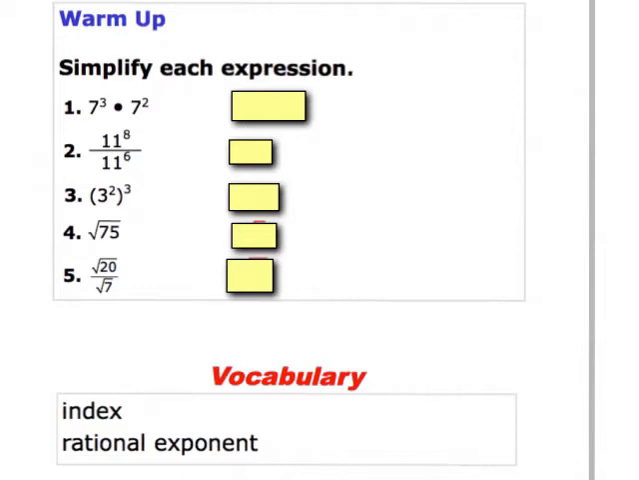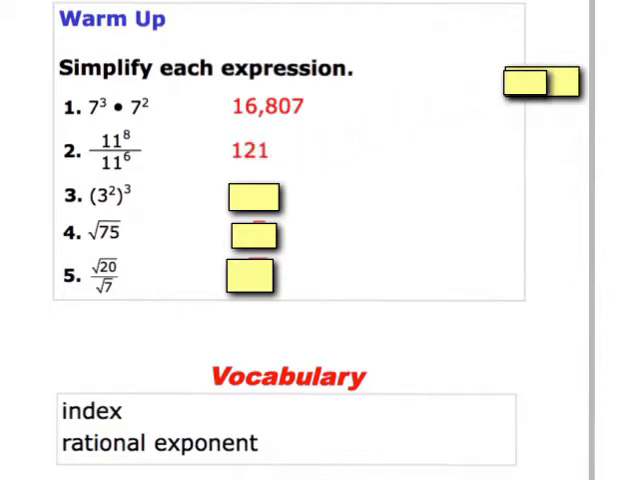Okay, now let's take a look at what you've done. On the first one, notice you're multiplying like bases. So yes, you're going to add the exponents. So you are going to get a 7 to the 5th, and if you enter that into your calculator, that's what you come up with. In the second one here, you're dividing, so therefore you're going to subtract the exponents. So you're going to get 11 squared, or 121.